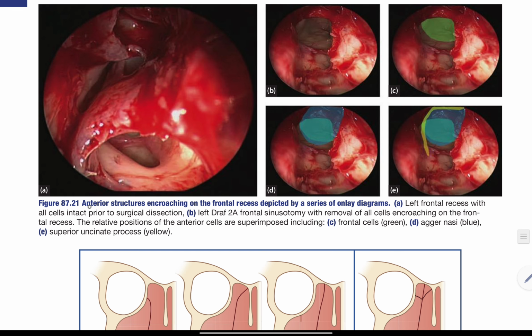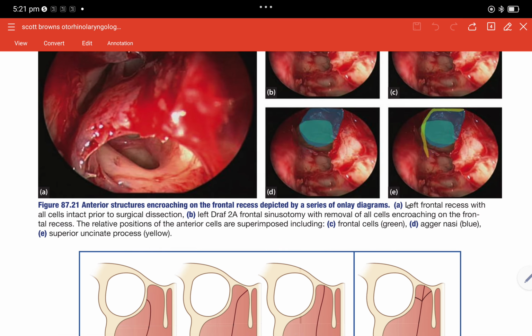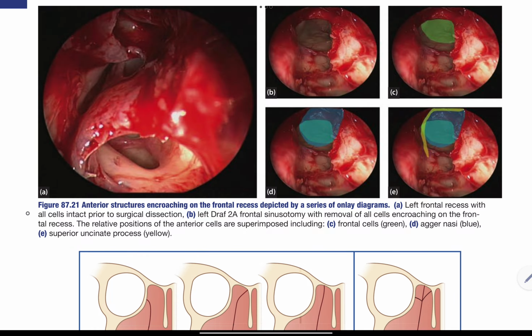Figure 87.21, anterior structures encroaching on the frontal sinus depicted by a series of onlay diagrams. A is the left frontal recess with all cells intact prior to surgical dissection. B is the left Draf 2A frontal sinusotomy with removal of all cells encroaching on the frontal recess. The relative positions of the anterior cells are superimposed, including C, the frontal cells in green, D, the agger nasi in blue, and E, the superior uncinate process in yellow.